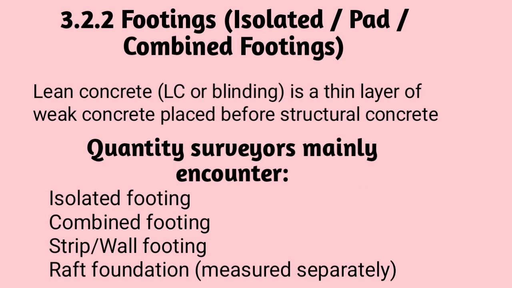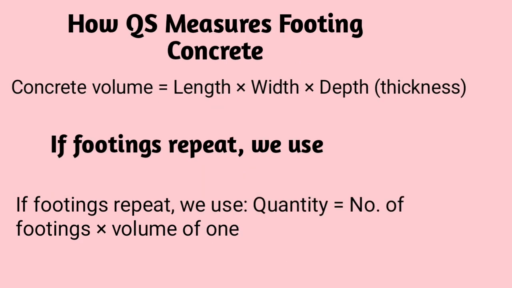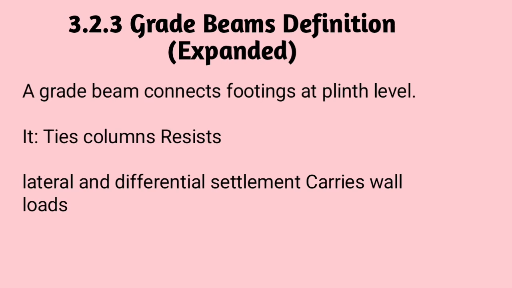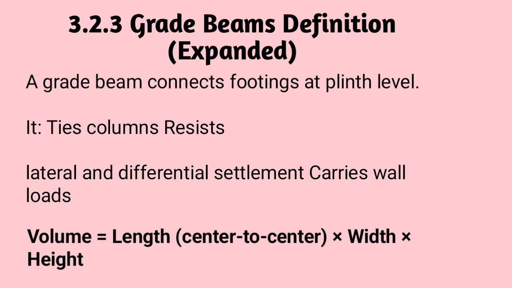Footings. Footings are pads that transfer building loads to the soil. Concrete volume is measured as length times width times depth. Always follow the center-to-center grid. Repeat footings are multiplied by the number of footings. Grade beams. Grade beams tie footings and columns together, resist differential settlement, and carry wall loads. Measure volume as width times depth times centerline length. Be careful at junctions and changes in level.